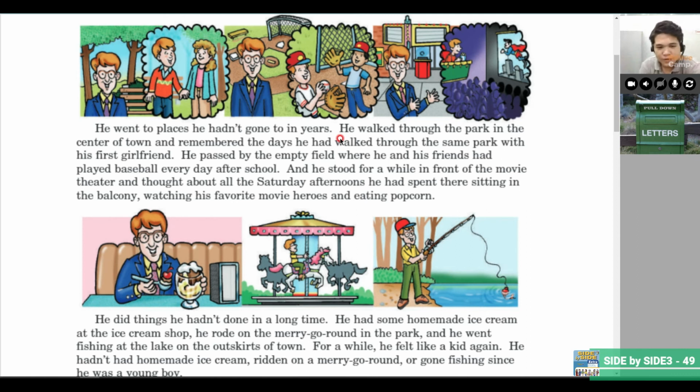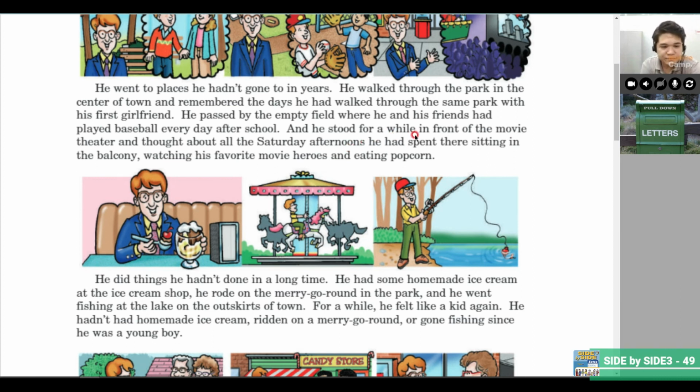He walked through the park in the center of town and remembered the days he had walked through the same park with his first girlfriend. He passed by an empty field where he and his friends had played baseball every day after school. And he stood for a while in front of the movie theater and thought about all the Saturday afternoons he had spent there sitting in the balcony, watching his favorite movie heroes and eating popcorn.